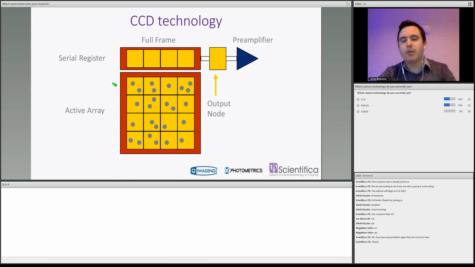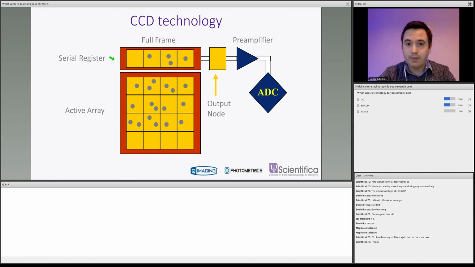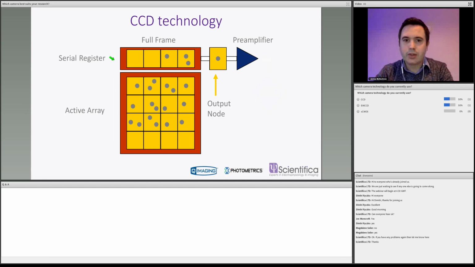With a CCD camera, we read each row at a time into this serial register. It's kind of like a holding pen for each row of signal. And then we read that out pixel by pixel through the output node, through a preamp, and then to an analog to digital converter, or ADC, because that's a bit of a mouthful. The important bit to note here is that every single pixel gets read by the same ADC, through the same electronics. So why is that important?